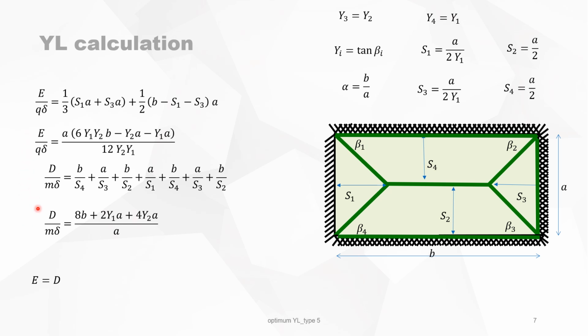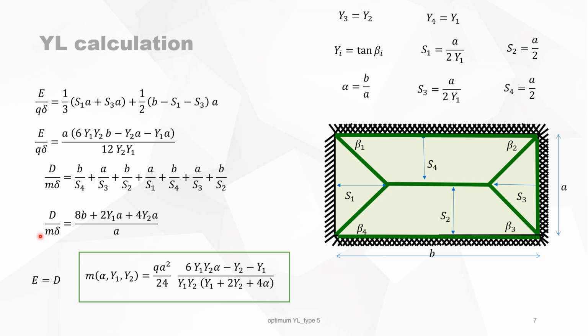Now we know that E must be equal to D. From this equation, we can find M, the bending moment. And the bending moment is then a function of alpha, which is B over A, y1 and y2, so beta 1 and beta 2. And this is equal to this formulation here.